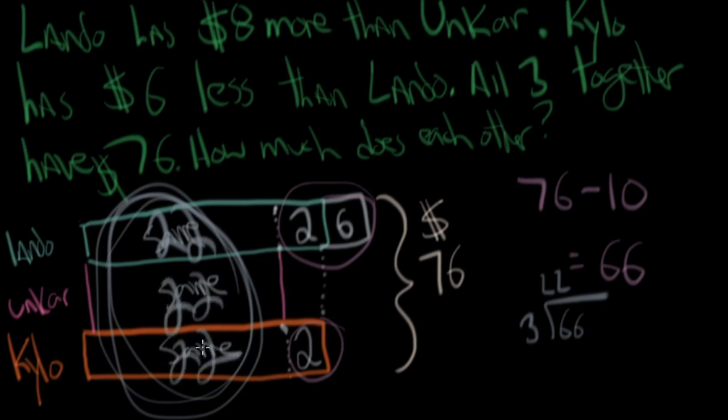Now I can go and say how much he has. So how much does Kylo have? 22 plus that, so he's going to have $24. Unkar has only $22. And Lando is the rich guy, for sure. He's got $30. Like that. So this is how you're stacking up using a comparison model, which is pretty important.